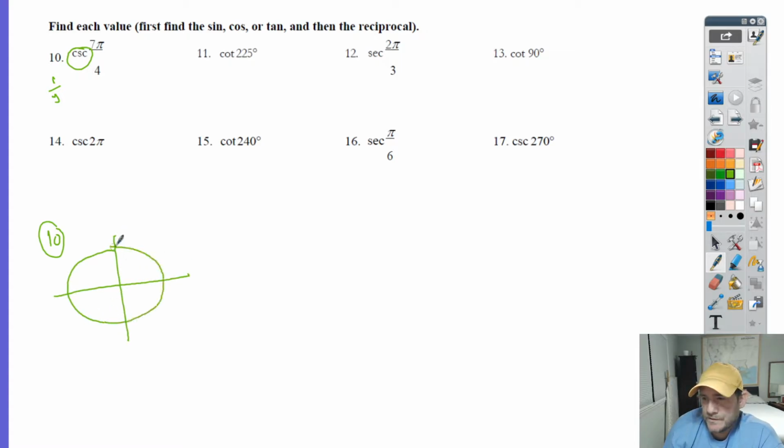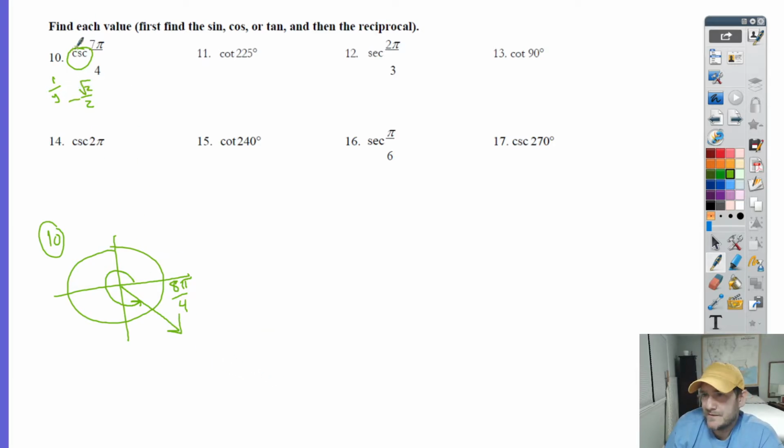Well, remember, a full rotation 2 pi is 8 pi over 4. So 7 pi over 4 is 1 pi less. So when you see 7 pi over 4, you're thinking about that rotation. It's dropping you into this quadrant. Now we want the y coordinate. With pi over 4, that coordinate's going to be root 2 over 2. It's the y coordinate, and we're down in this quadrant, so it's negative.